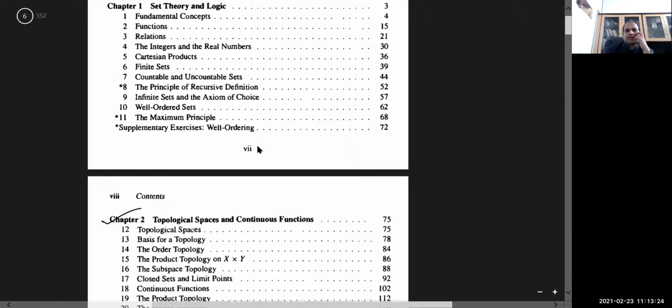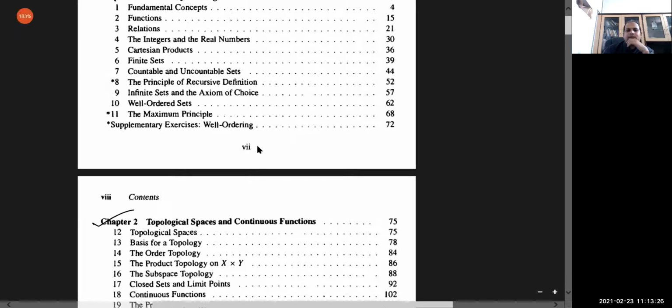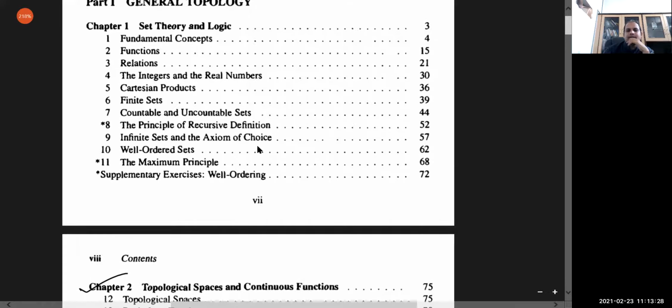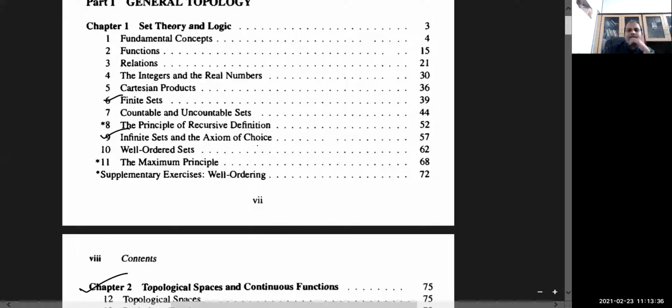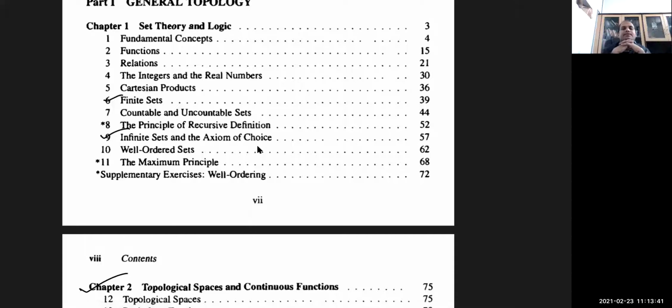Okay. Yes, tell me the difference between finite and infinite set. Yes, anyone? How will one define finite, and the difference between finite and infinite set?